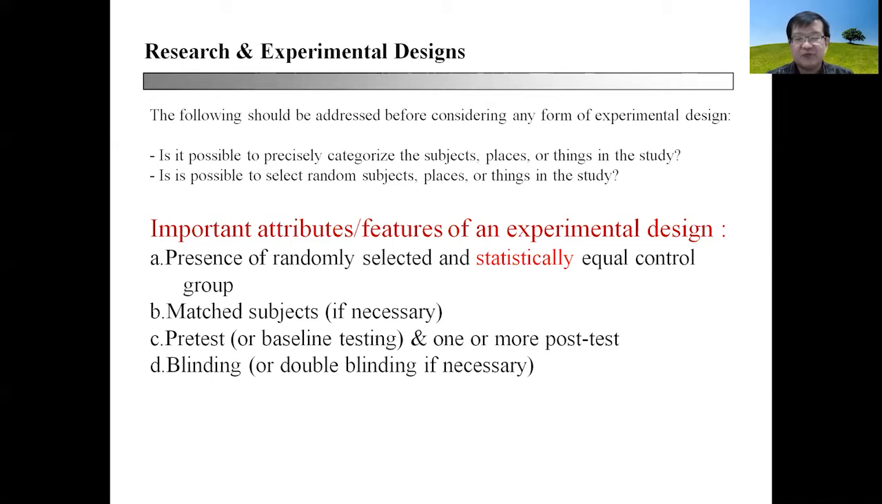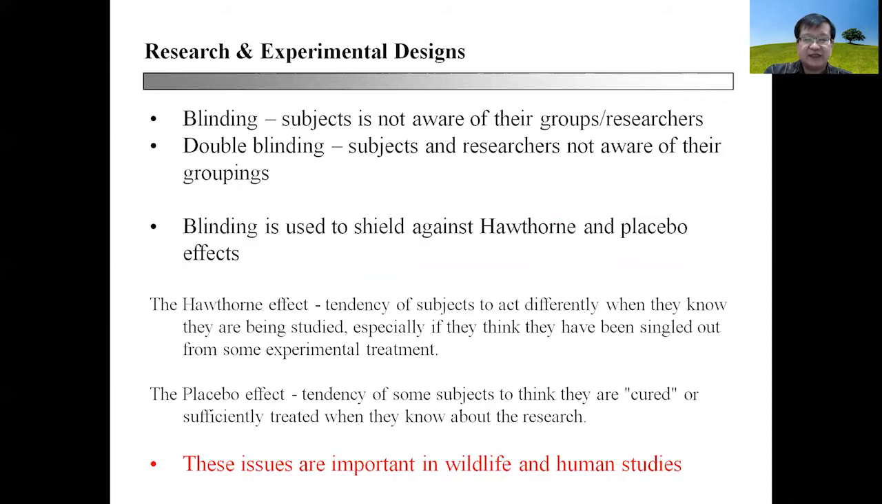And then you may have one or more post-test assessments to see what will be the outcome of your treatment. And most important of all, you may need to introduce some degree of blinding into the trial. What is blinding? Blinding is actually a situation whereby subjects are not aware of their groups or researchers. Double blinding, on the other hand, is a special kind of blinding whereby subjects and researchers are not aware of the groupings. These are designed so that they will minimize bias.